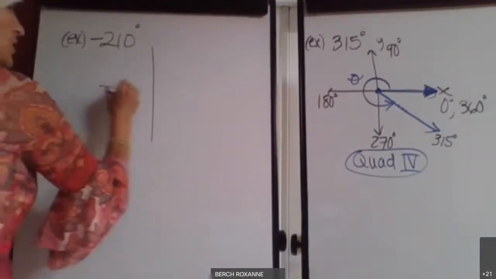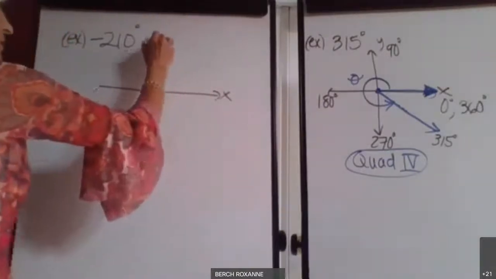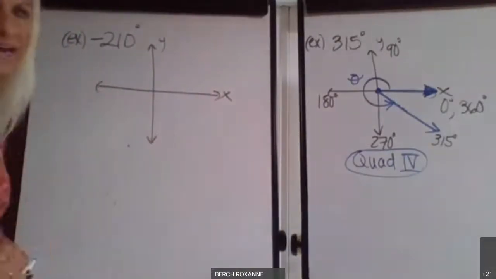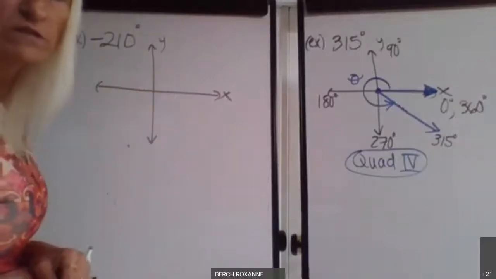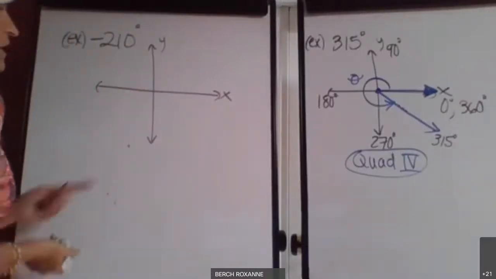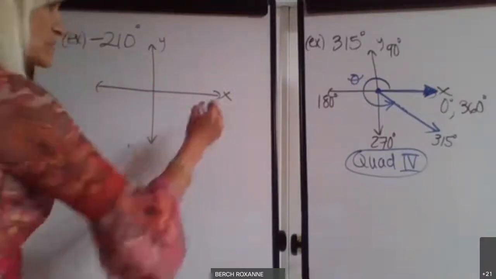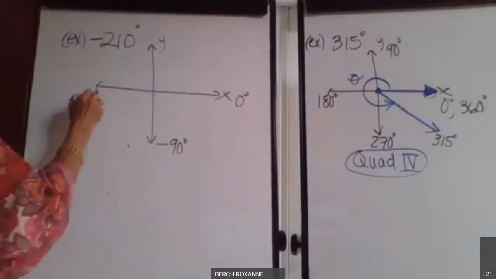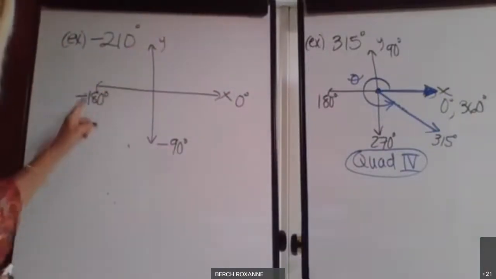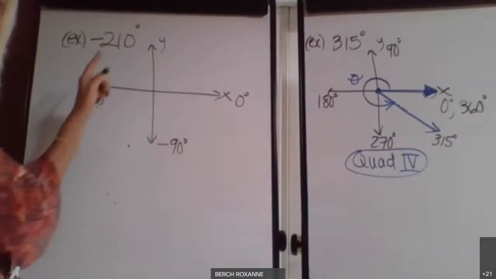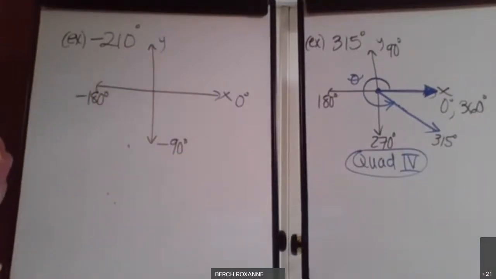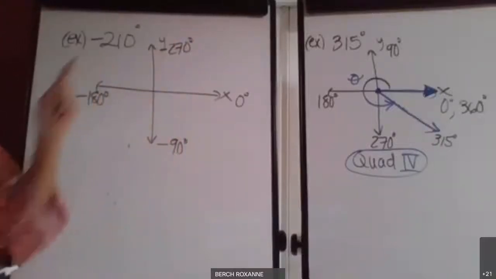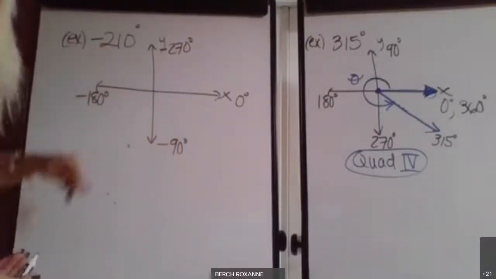Well, let's draw the coordinate plane. And like I said, you could draw a circle if you want. So now we're going in the clockwise direction. So this would be 0 degrees, negative 90 degrees, negative 180 degrees, because we're going this way. You guys with me or not? Yeah. All right. So 90 more would be negative 270 degrees. So this negative 210 is in here somewhere.